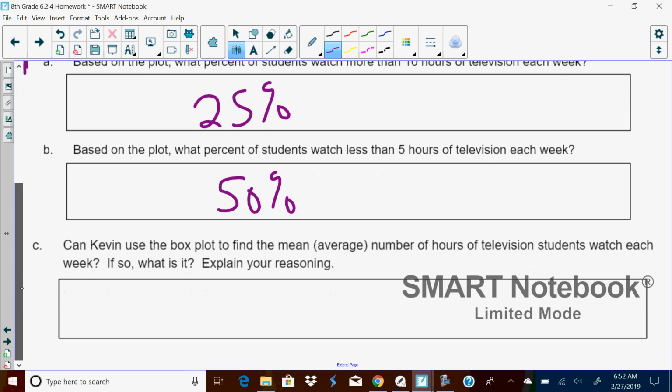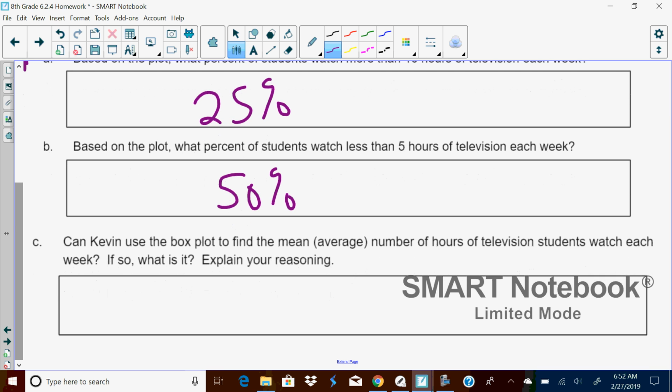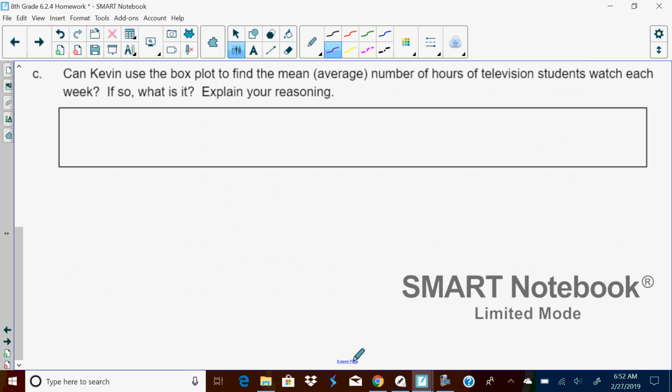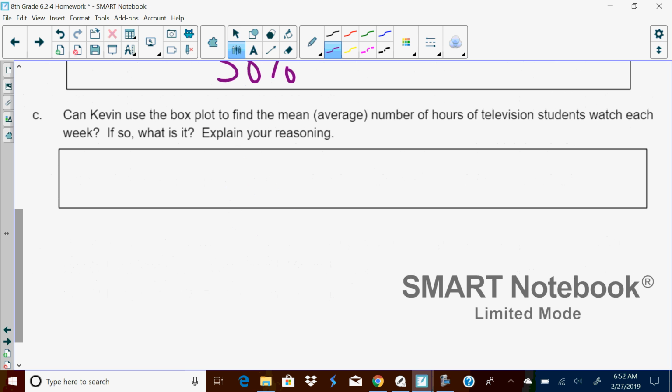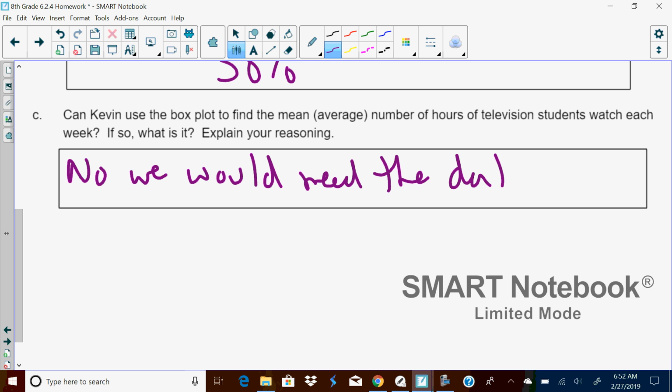And then it says, can Kevin use the box plot to find the mean average number of hours of television students watch a week? If so, what is it? Explain your reasoning. The answer is no. We would need the data values.